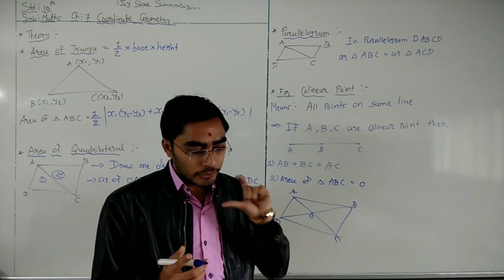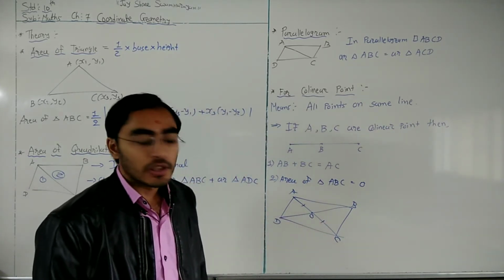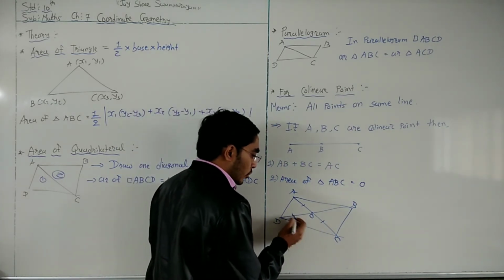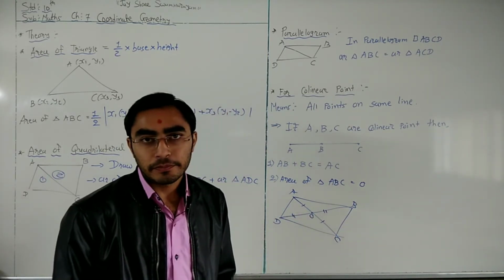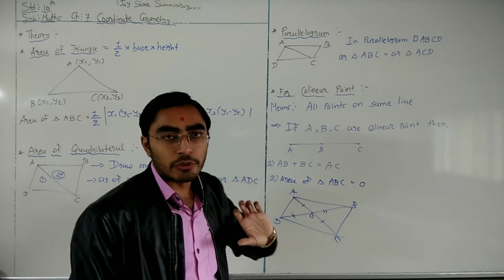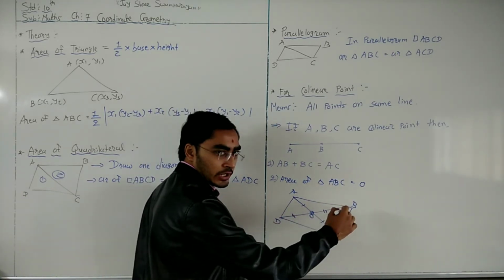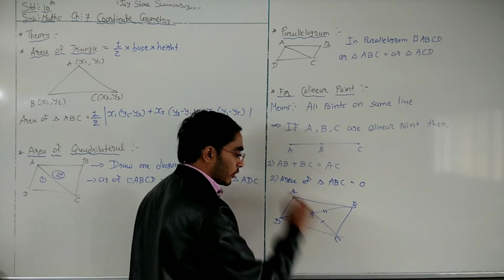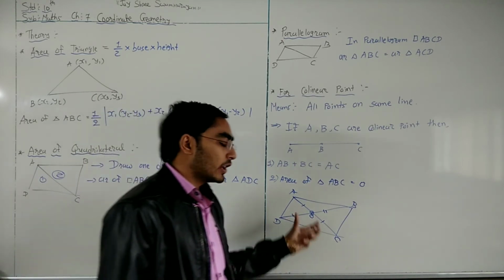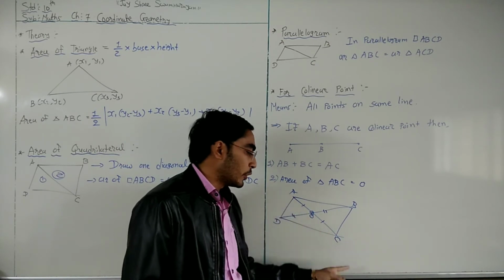Bisect each other means AO and CO are both equal, A to O and C to O. Second thing, OD and OB are both equal. So alternatively you can say that O is the midpoint of BD, and O is the midpoint of AC. Right? This is the property of a parallelogram. Diagonals bisect each other.